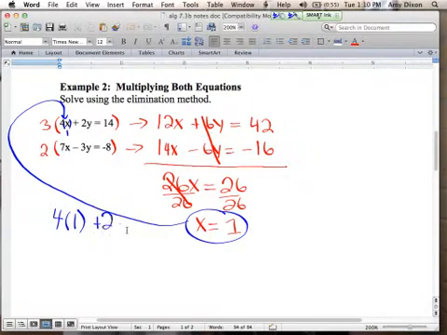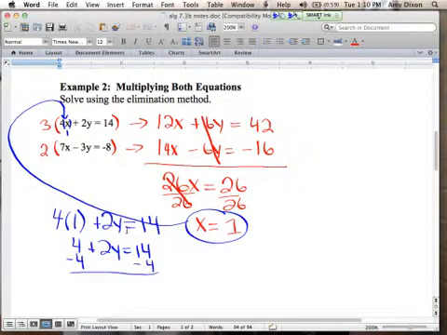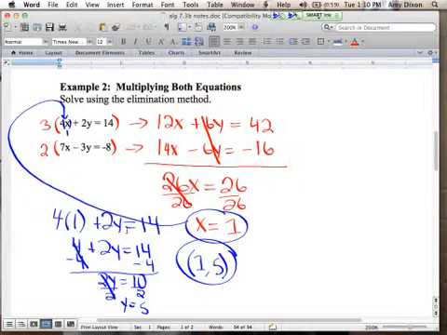Plus 2y equals 14. 4 times 1 is 4, so we get 4 plus 2y equals 14. Subtract 4 from both sides. 2y equals 10. Divide both sides by 2. And y equals 5. So our ordered pair then is 1, 5. These are pretty simple.